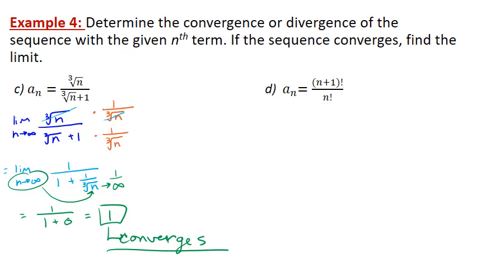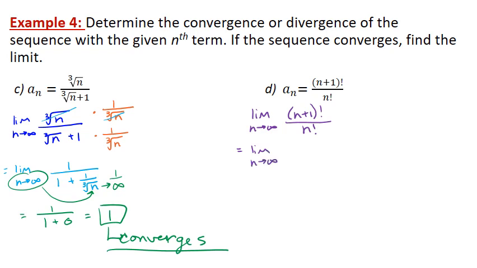Okay, same thing here. And you can see how this factorial is coming up quite a bit. So just like before, we want to find the limit as n approaches infinity of (n plus 1) factorial over n factorial. So I want to simplify this.